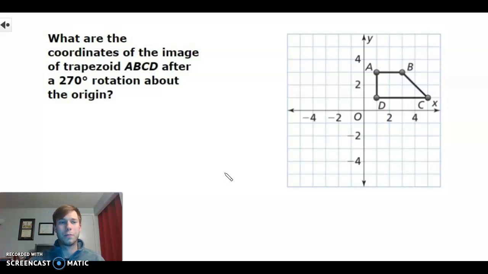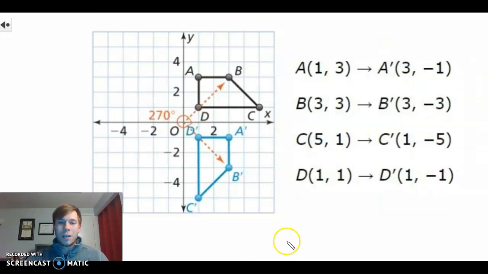I want you to figure out what all the vertices are for what the image is going to be. So A prime, B prime, C prime, and D prime. Go ahead and do that now, guys. So for this, we're going to go 270 degrees around. So here's D and D prime. So you can mark your rays out and measure out 270 degrees.